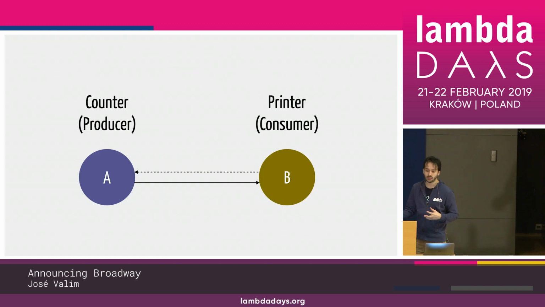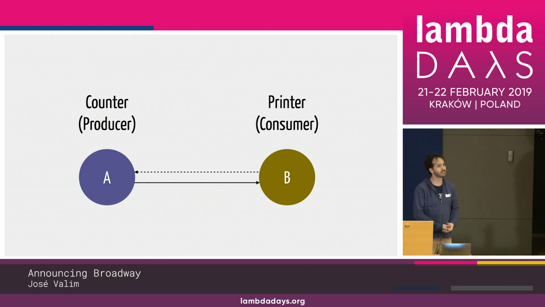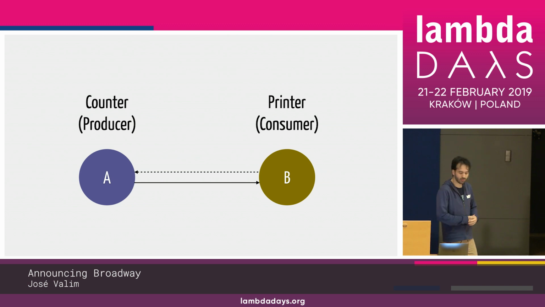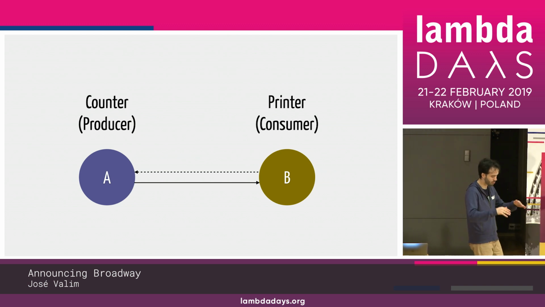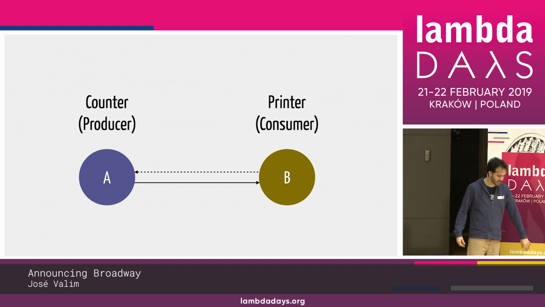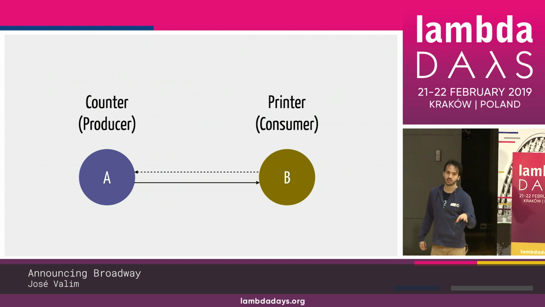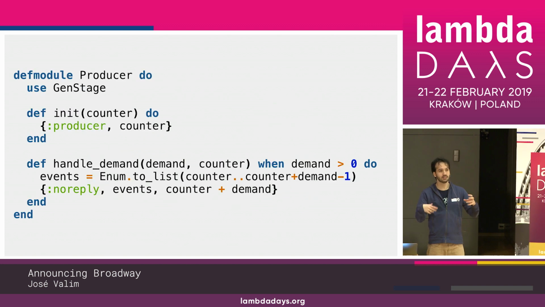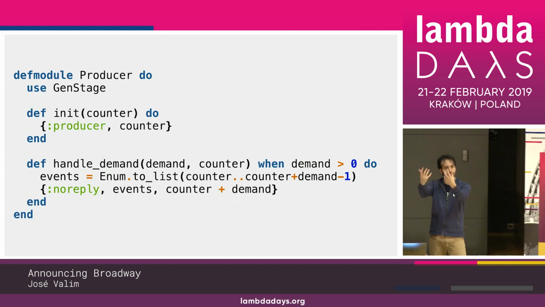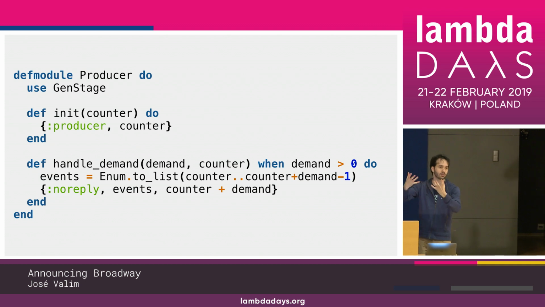And we have a printer, which prints the events that it receives, okay? To implement the producer, this is all you have to do. You define a module called producer. You say you want to use GenStage. And then you're going to implement the init function. This init function says, look, this is going to be a producer. And the initial state is the counter, like 0, right?